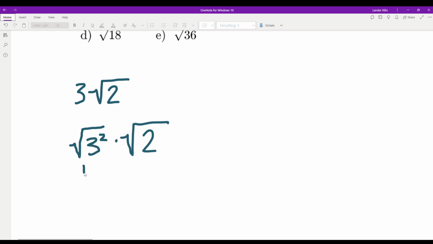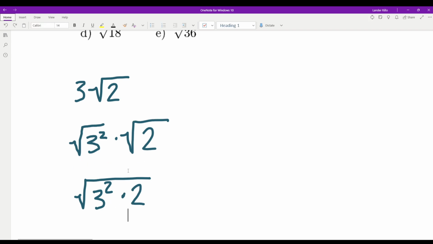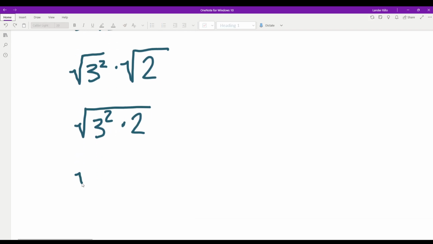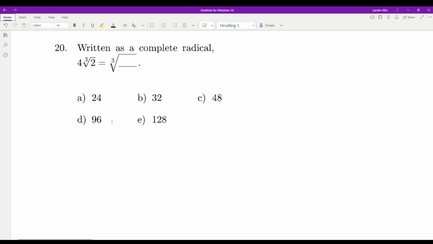So, and then you can put them back together using properties of radicals, since they're all multiplied together. 3 squared times 2. Notice how if we reverse it, we would get this when we split up the 2 radicals. So now, just simplify it. That's just 9 times 2. That's just square root of 18. Should be D. Okay? Let's move on.